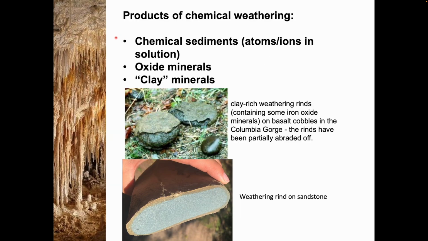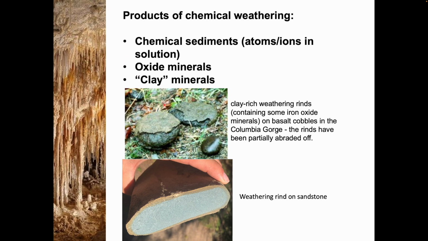So to recap, our products of chemical weathering are chemical sediments, which are atoms or ions dissolved into solution in water. We have oxide minerals, such as iron oxide, and we have clay minerals. Now, a clay mineral is a bit of a colloquialism. Clay is a size of grain, but it's also a style of mineral. And so those are our 3 products of chemical weathering.